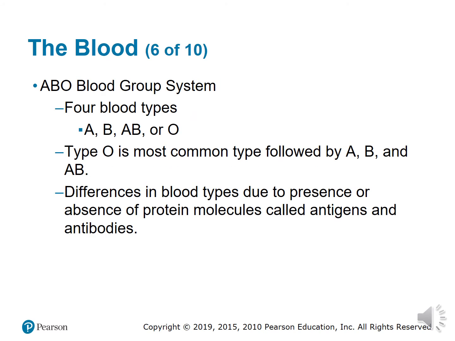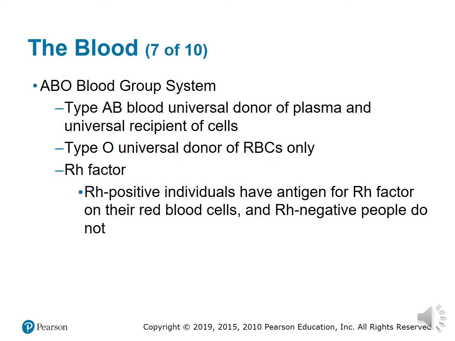All right, the ABO blood group system has four blood types. You have A, B, AB, or O. O is the most commonly typed, followed by A, B, and AB. Differences in blood types are due to the presence or absence of protein molecules called antigens and antibodies. Right? Type AB blood is a universal donor of plasma and universal recipient of cells.